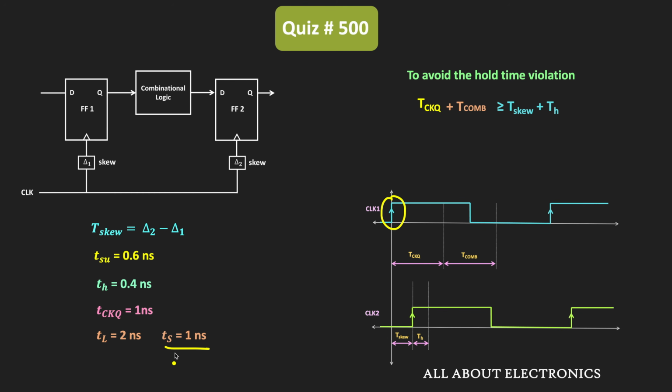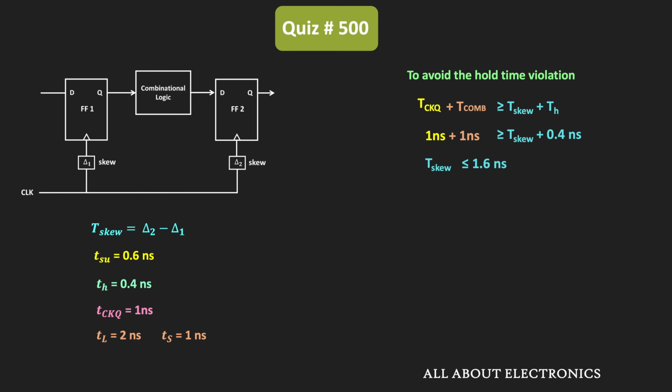That means here, we will consider this TS for this combinational logic, and here this TCKQ is equal to 1 nanosecond. So further we can write this expression as this 1 nanosecond plus 1 nanosecond should be greater than or equal to this T skew plus TH, and here this whole time is equal to 0.4 nanosecond. So from this we can say that this T skew should be less than or equal to 1.6 nanosecond. Or we can say that the maximum allowable clock skew in the given circuit is equal to 1.6 nanosecond.